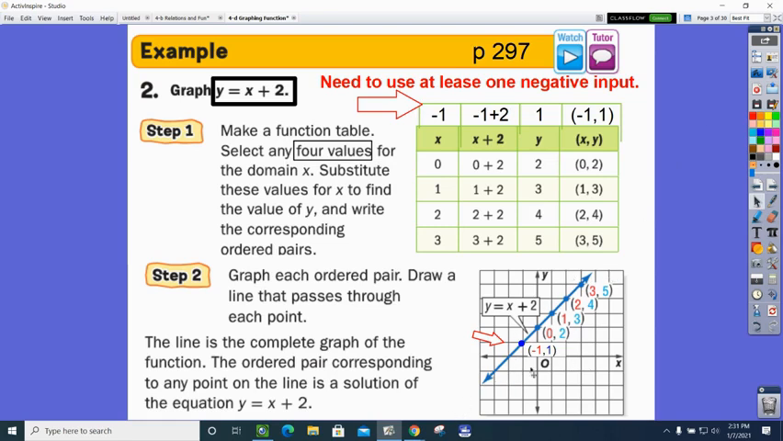And this graph is the graph of the function y equals x plus 2. This table represents points on the function y equals x plus 2. And of course, this is the function rule. So we are showing this function as a rule, a table, and a graph.